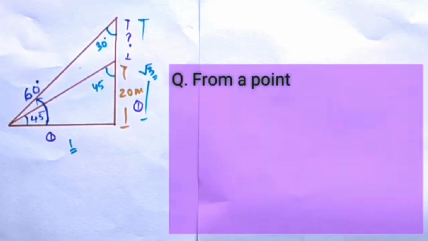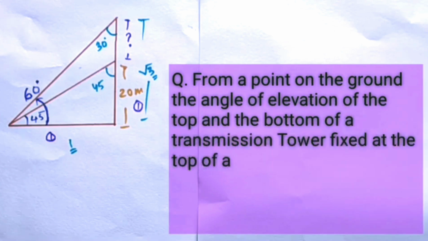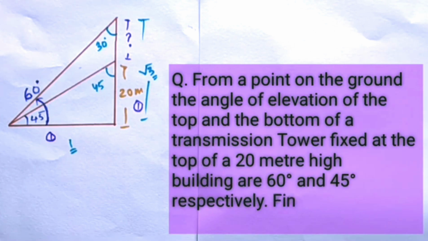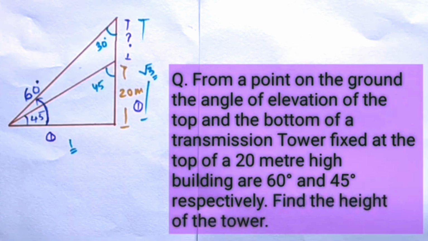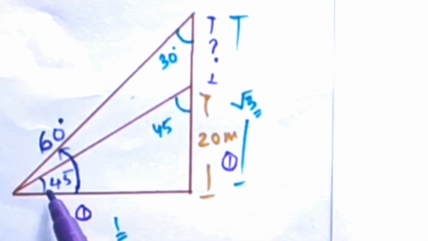From a point on the ground, the angle of elevation of the top and bottom of a transmission tower fixed at the top of a 20 meter high building are 60 degree and 45 degree respectively. Find the height of the tower. So we have drawn the diagram here. The building is 20 meter high. We have to find out the height of the tower. The angle of elevation is 45 degree and 60 degree.